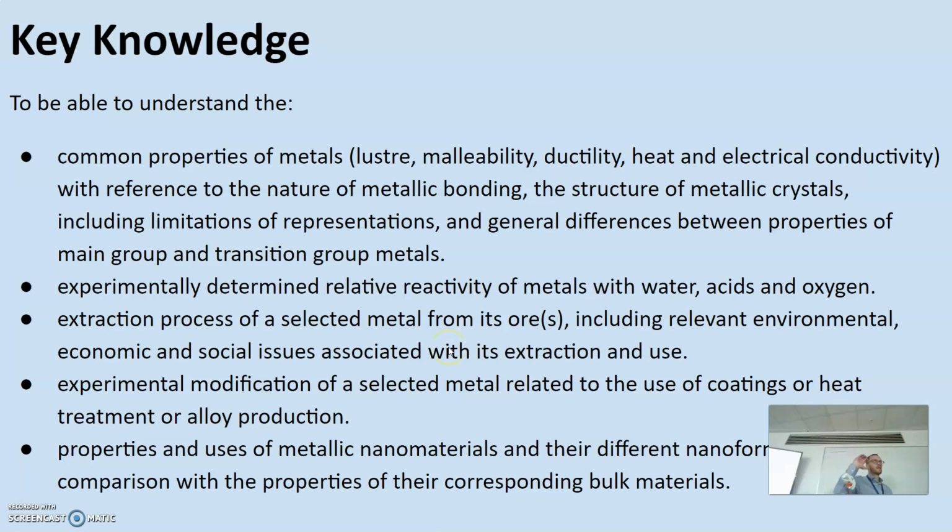Common properties of metals. Lustrous, or luster, what does that mean? Shiny. It means shiny, right? Ability to reflect light. What's malleable? Bendable. Right, so bending or rolling into sheets. Ductile, what's that? Drawn into a wire. Heat and electrical conductivity.